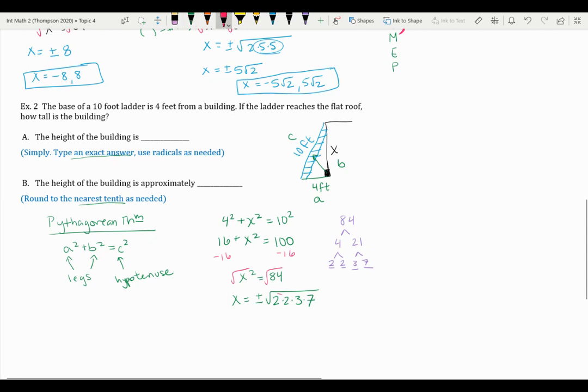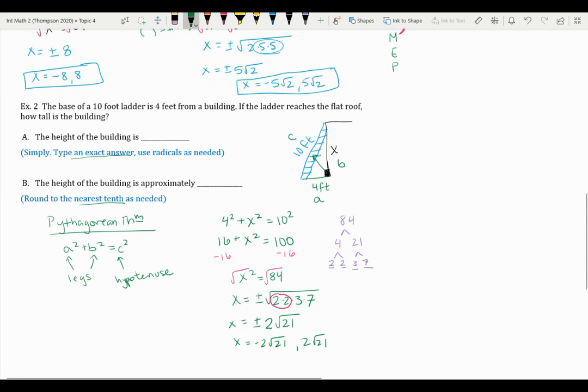All right. I've got a pair of 2's. So 1 comes out, right? Square root of 4 is 2. And the 3 times 7 I multiply back together inside. Now this means that x is equal to negative 2 radical 21 and positive 2 radical 21. Well, 2 radical 21 is just a number.